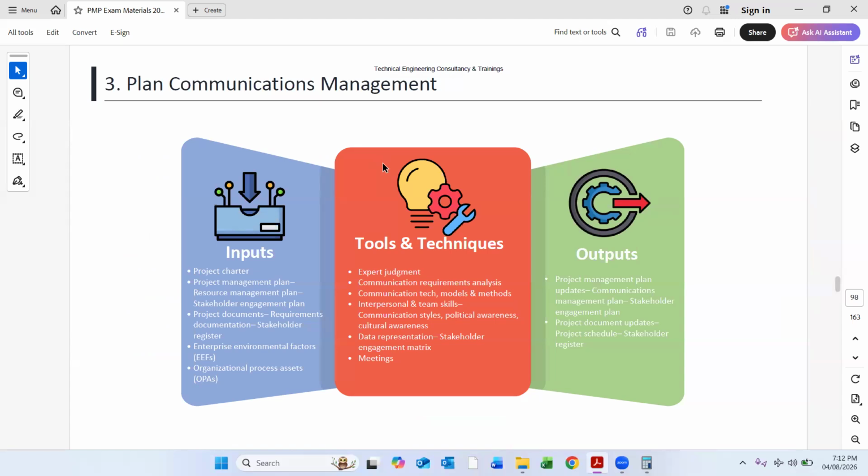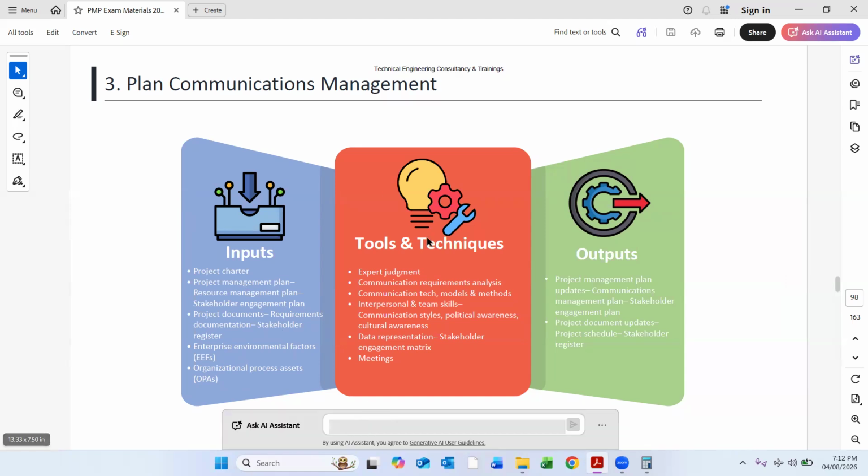So there are inputs, tools and techniques, and outputs to plan the communication management plan. What are the inputs to plan communications management? So how do we plan our communications? The inputs are the project charter, the project management plan, the resource management plan, the stakeholder engagement plan, the project documents, the enterprise environmental factors, EEF, and OPAs, organizational process assets. Those are the inputs to plan communication.